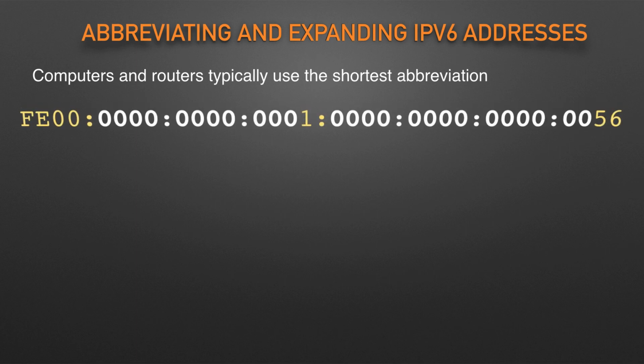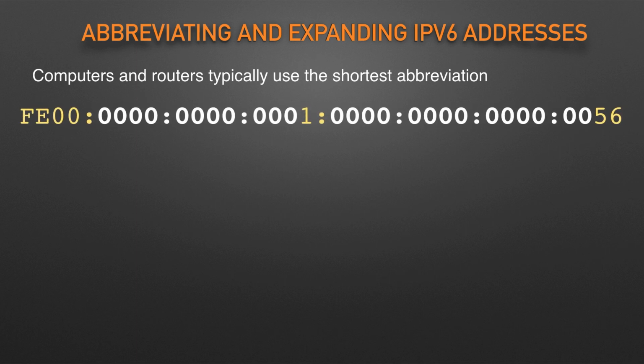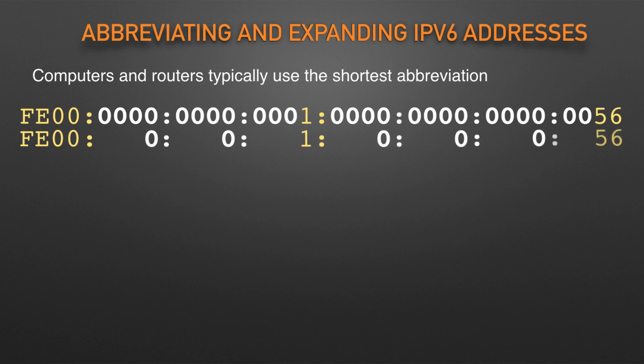Abbreviating IPv6 addresses. 2 basic rules let you, or any computer, shorten or abbreviate an IPv6 address. Rule number 1: inside each quartet of 4 hex digits, remove the leading zeros. Rule number 2: find any string of 2 or more consecutive quartets of all hex zeros, and replace that set of quartets with a double colon.